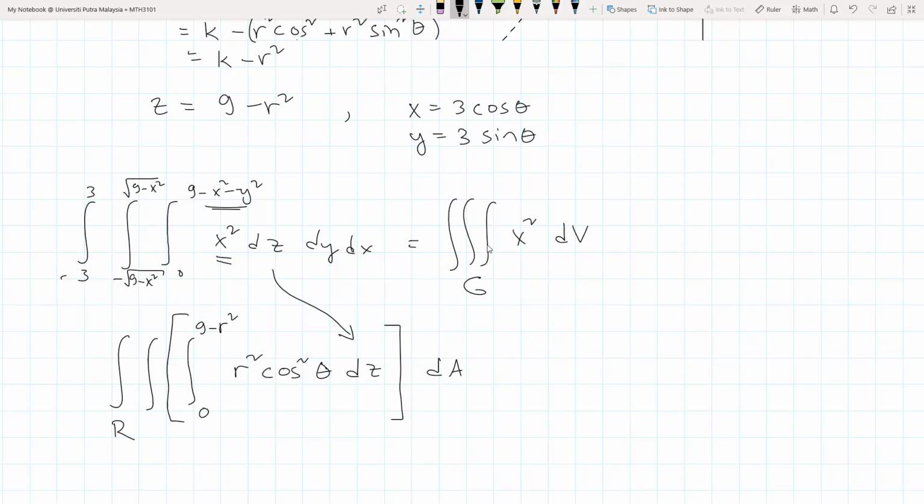Okay. Hold on, kejap saya terganggu sikit tadi. Let's see. Hold on 1 second.